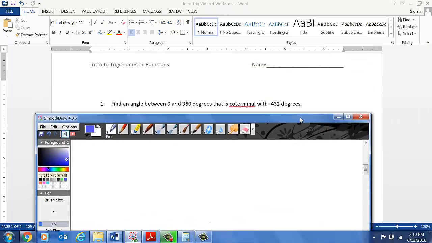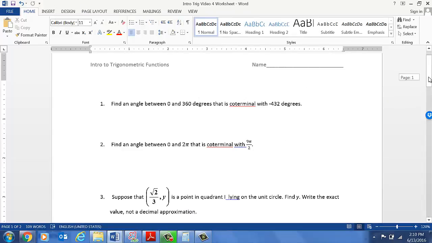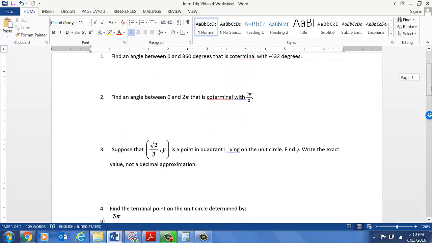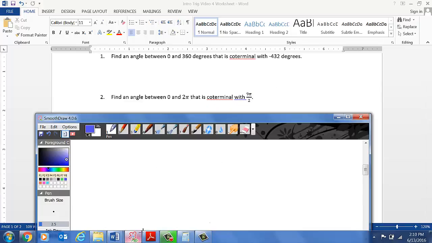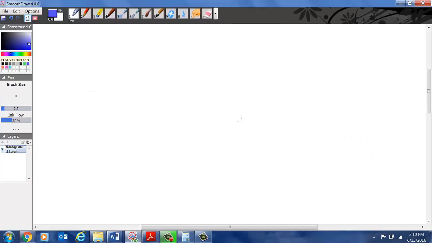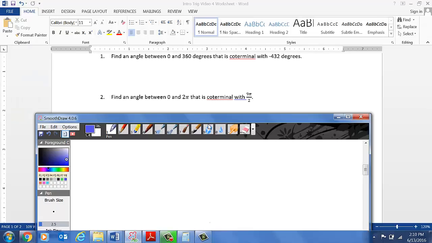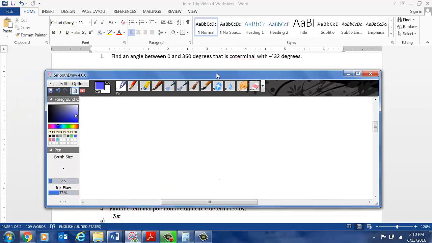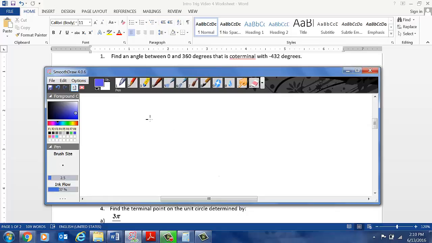Okay, so the first one: find an angle between 0 and 360 degrees that is coterminal with negative 432 degrees. Okay, so coterminal means that the angles share a terminal side of the angle. So basically, how we talked about an angle in standard position, this would be the initial side, and then we would have the terminal side. If we call this our angle, this would be the terminal side.